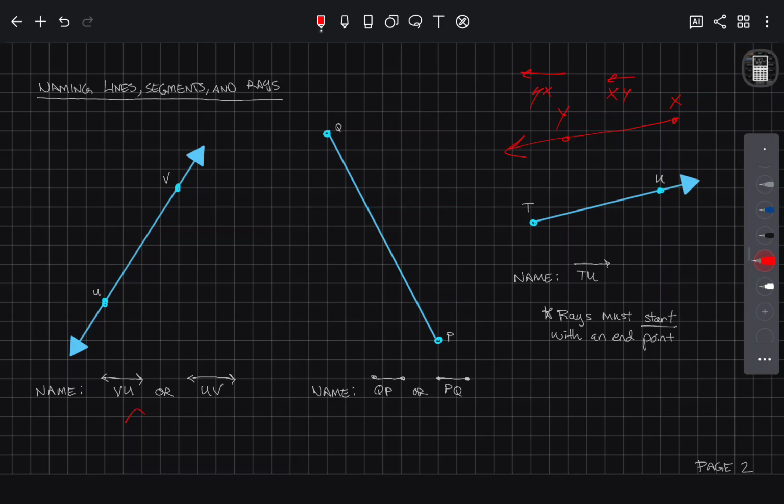So the starting point does matter because it's where the ray is beginning, and it's continuing from that point into a direction. So this is the only one that has to start with a specific point. It can't just be flip-flop. I can use the letters in any order. This is the only one that really actually matters when it comes to that.